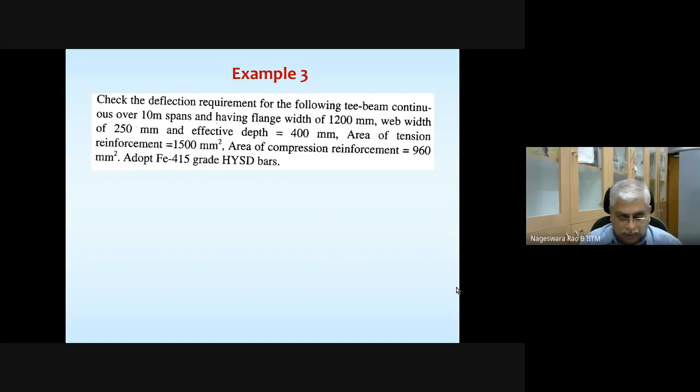17.6. Okay, 17.6. And what is the actual value for this particular beam, whatever the given information is? It is a 10 meter span. Span is 10 meters, and its depth is 400, effective depth.